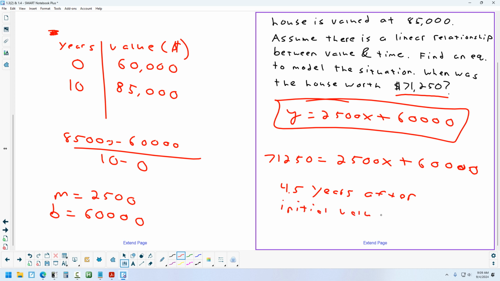If I had a year, if I knew the starting value was the value in like 2020, then I could say, okay, well, halfway through 2024, it would be 4.5 years later. But we don't have a year or anything, so it's just 4.5 years after the initial value. Any question on that?